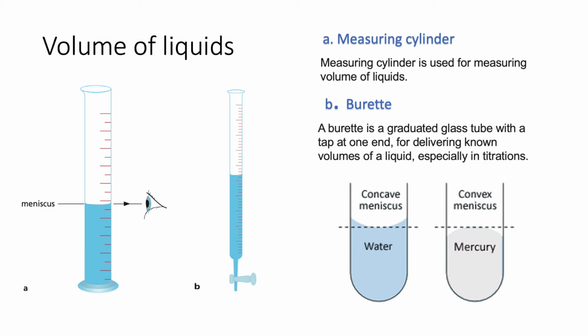Volume of liquids. Measuring cylinders are used to measure volume of liquids. Liquids like water or alcohol show a concave meniscus. Liquids like mercury show a convex meniscus. For a concave meniscus, we take the lower reading. For a convex meniscus, we take the upper reading. Your eye should be along the meniscus line to avoid parallax error.